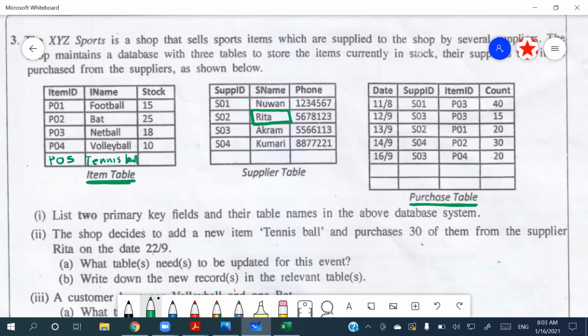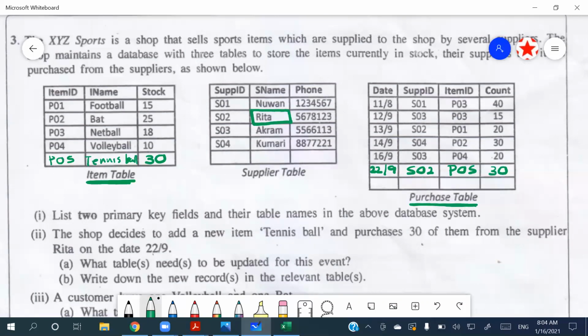And they have purchased 30. Then your stock is going to be 30. And here it says they are purchasing it on 22nd of 9th. And the supply is going to be S02 because it is Rita who is supplying this. New item will be P05 and the count is going to be 30 as well. So that's going to be the answer.